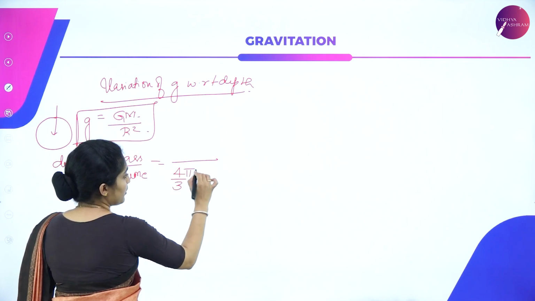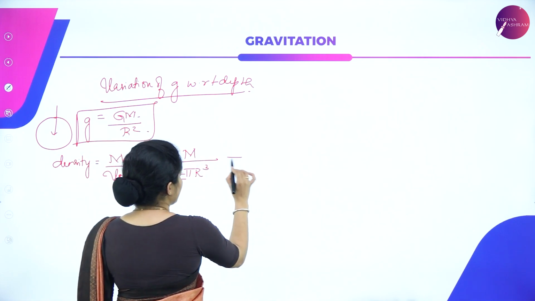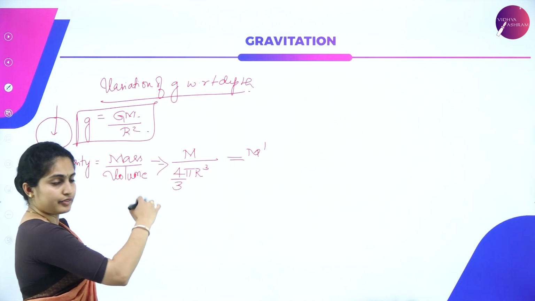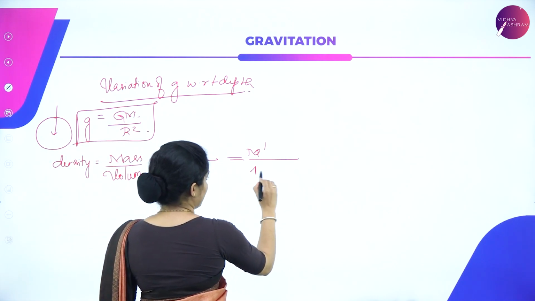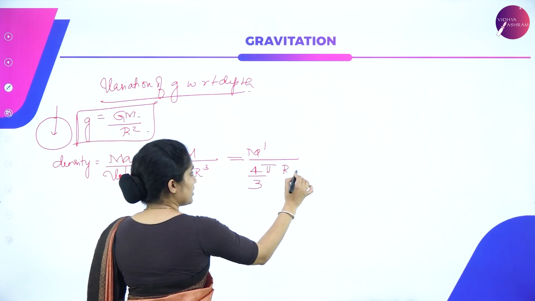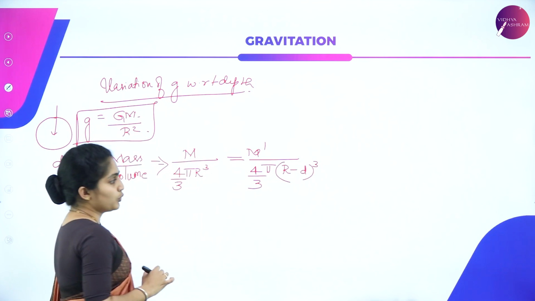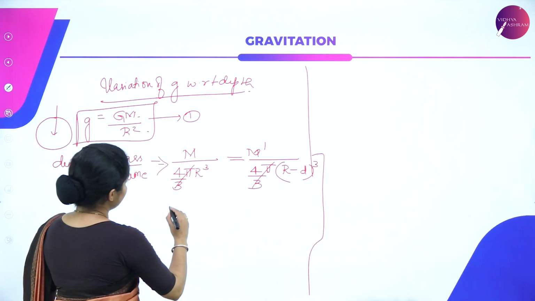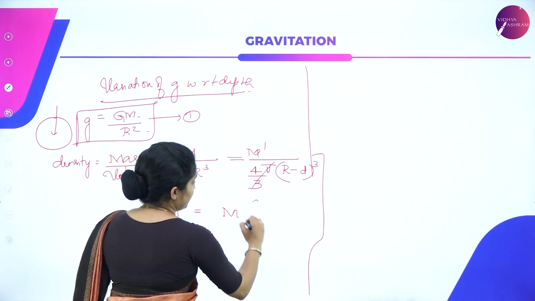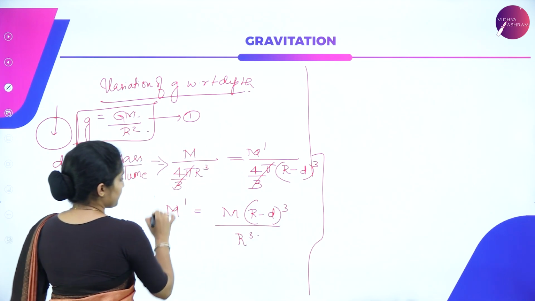4 by 3 pi R cube, and we have a mass given as M, which is equal to M dash. We are equating the mass of the sphere with the mass with respect to the depth. M dash is 4 by 3 pi, with radius R minus depth, call it minus d, the whole cube. So we have M dash is equal to M into (R minus d) the whole cube divided by R cube.